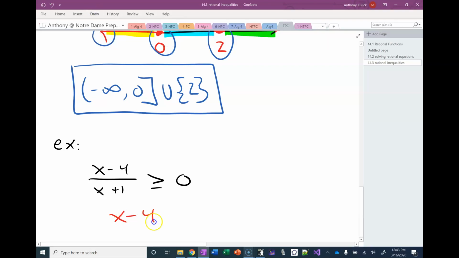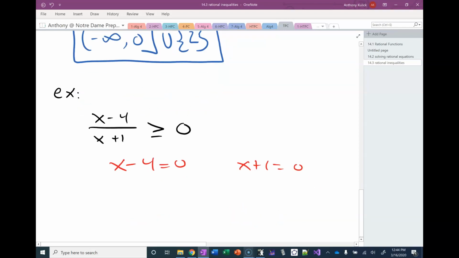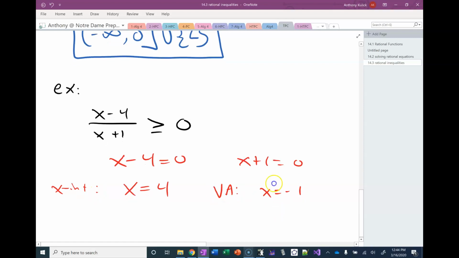So here, I'm going to take the numerator, set it equal to 0. That'll get me my x-intercepts. And take the denominator and set it equal to 0. That will give me my vertical asymptotes. So I get x equals 4. This is my x-intercept. And my vertical asymptote is -1.